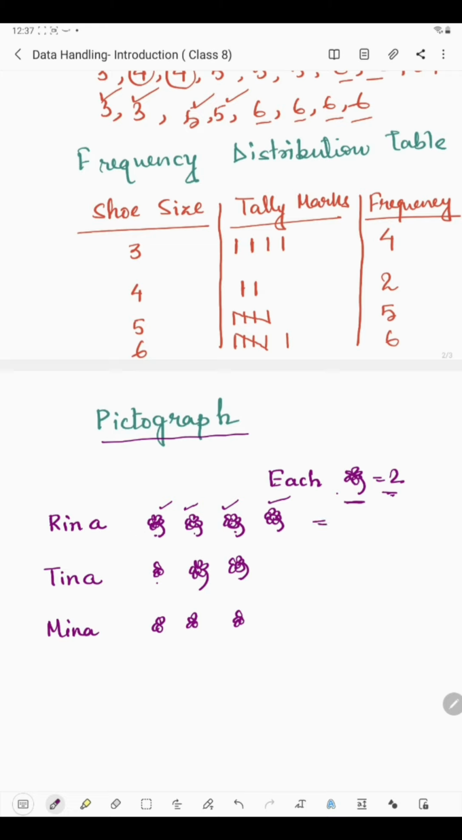So here Rina collected 8 flowers, Tina collected 5 flowers, and for Meena, see, all are half. So it shows 1, it also shows 1, and it also shows 1. So the number of flowers collected by Meena is 3. This way we will represent the data using a pictograph.